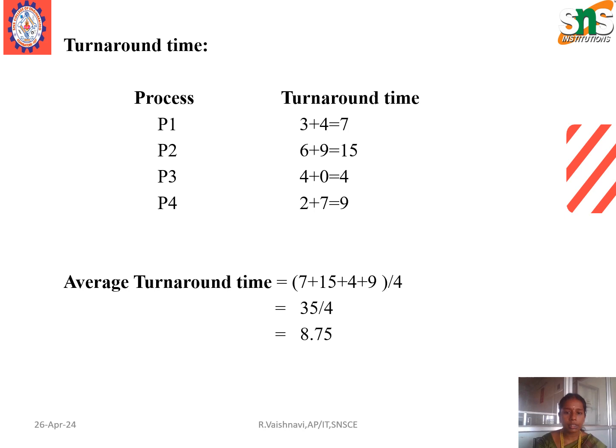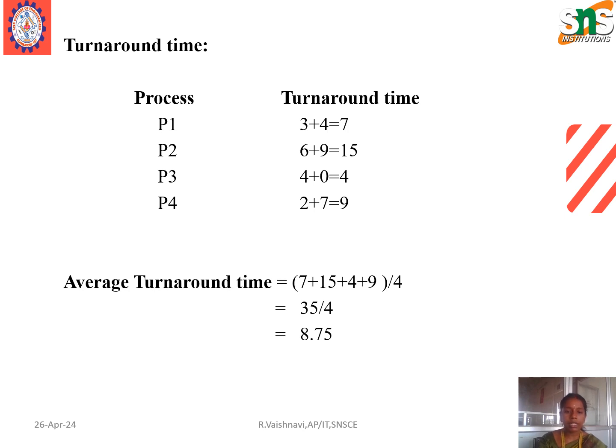For calculating the turnaround time, we have to add the waiting time plus the burst time. Here we have the processes P1, P2, P3, P4 and the turnaround time. For process 1, we have to calculate 3 plus 4 is equal to 7, and for process 2, 6 plus 9 is equal to 15. 15 is the turnaround time for process 2. Next for process 3, the burst and the waiting time is 4 plus 0, so 4. 4 is the turnaround time for process 3, and for process 4, 2 plus 7 is equal to 9. So 9 is the turnaround time for process 4.